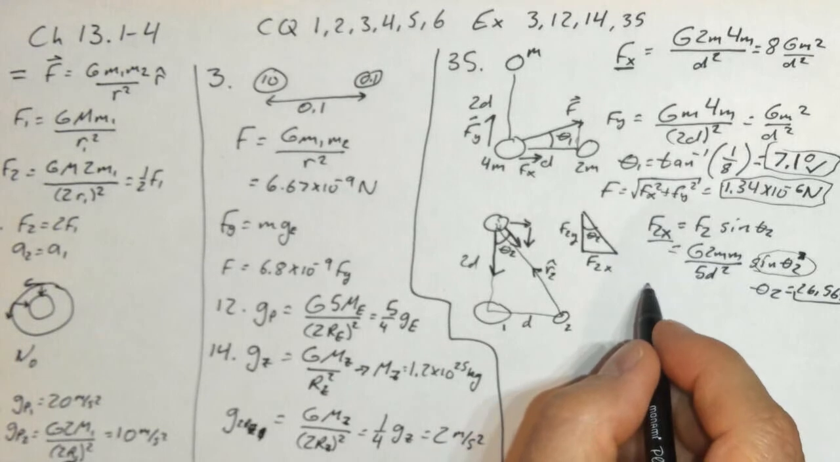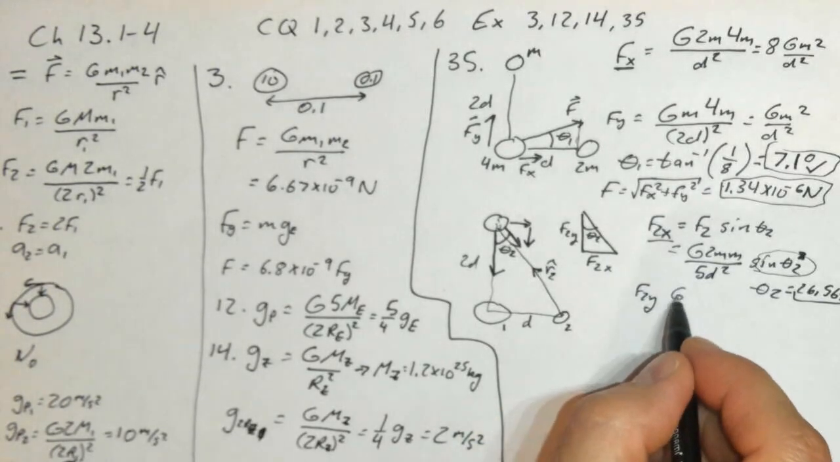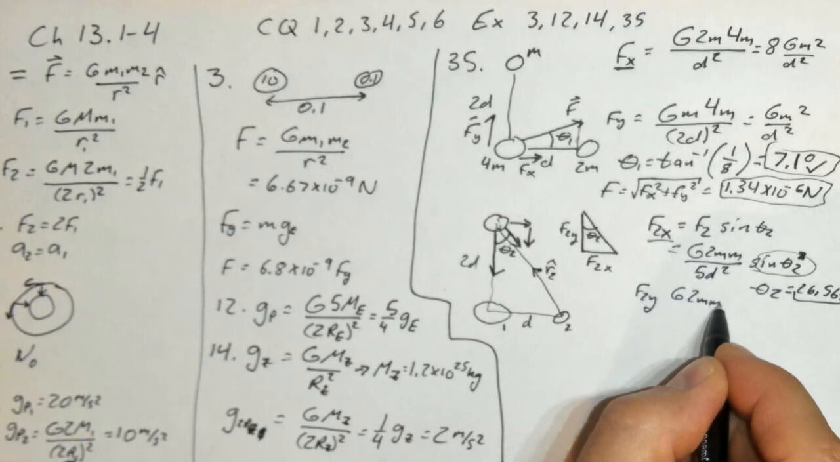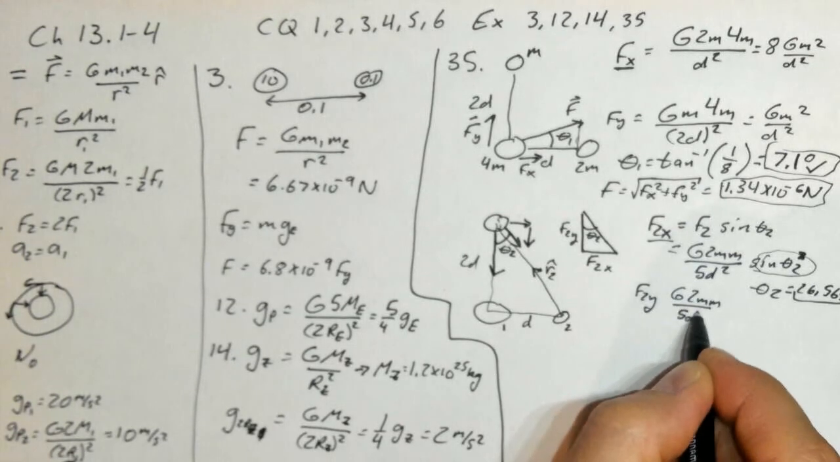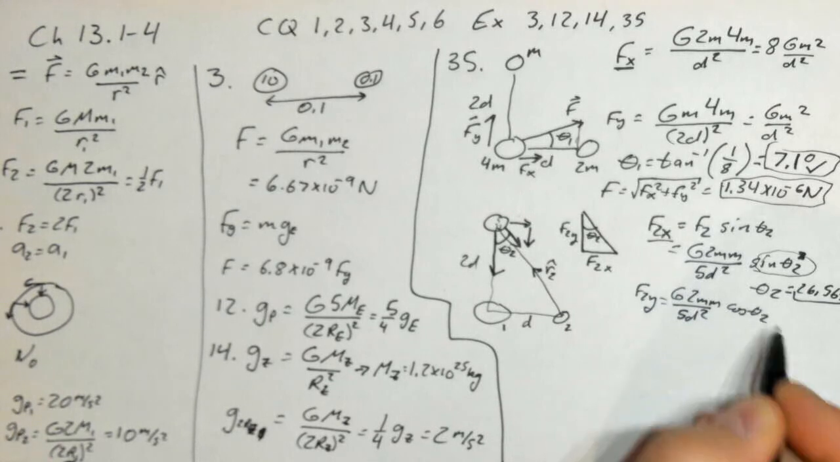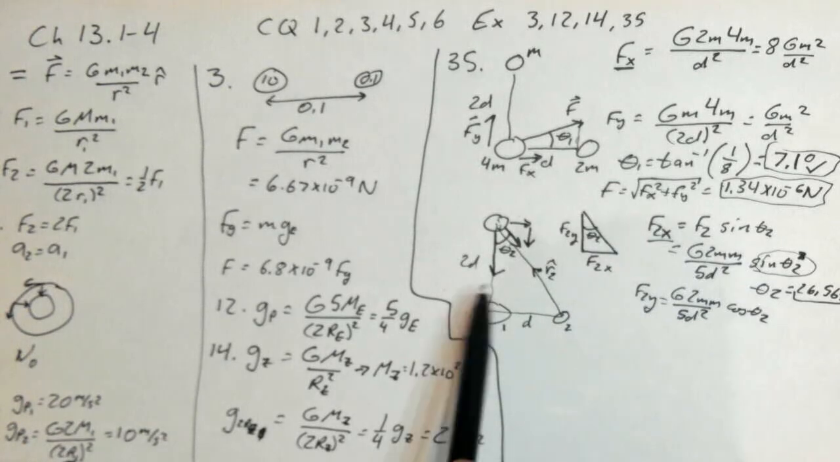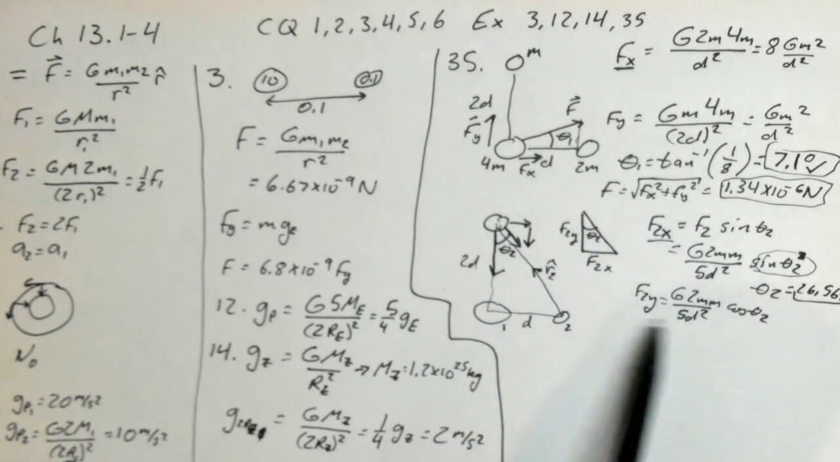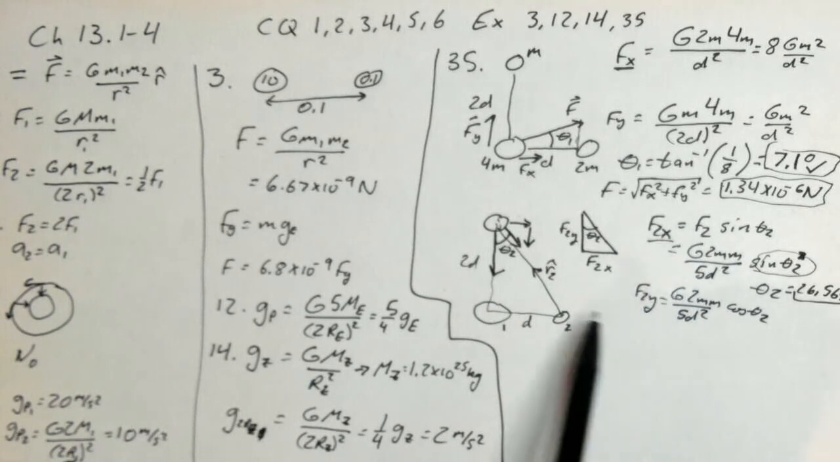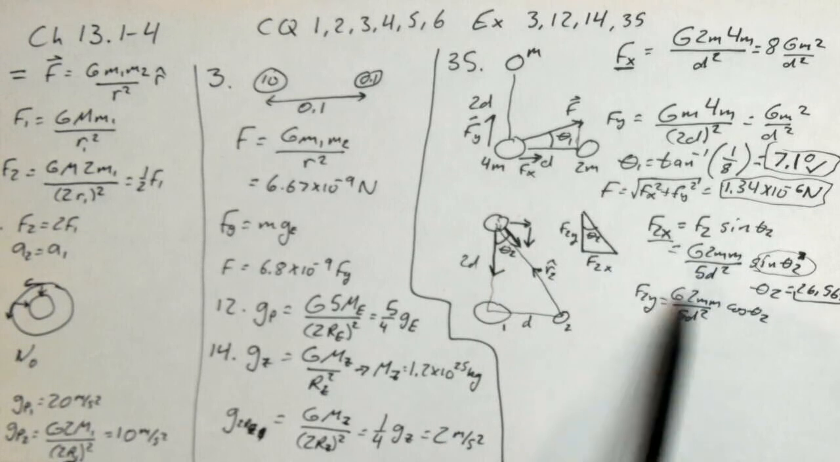Okay, now that's how we'd find F2x. We need to find F2y. In the same manner, it'd be G 2m times m over 5d squared, the full vector, but now times cosine of theta 2. I can find those two. Now, the question is, what is the net force on this from both of these? I've just decomposed this one vector into its components. What do I do with them?